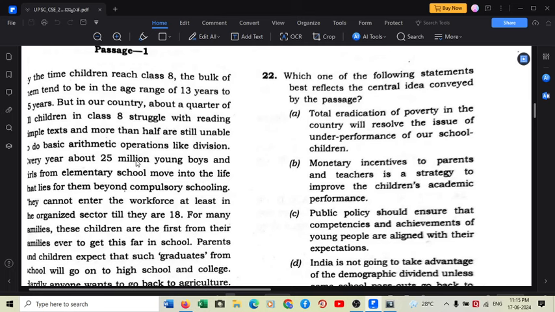So every year about 25 million young boys and girls from elementary school move into the life that lies for them beyond compulsory schooling. So definitely okay. So 25 million young boys and girls from elementary school move into a life which is beyond schooling.